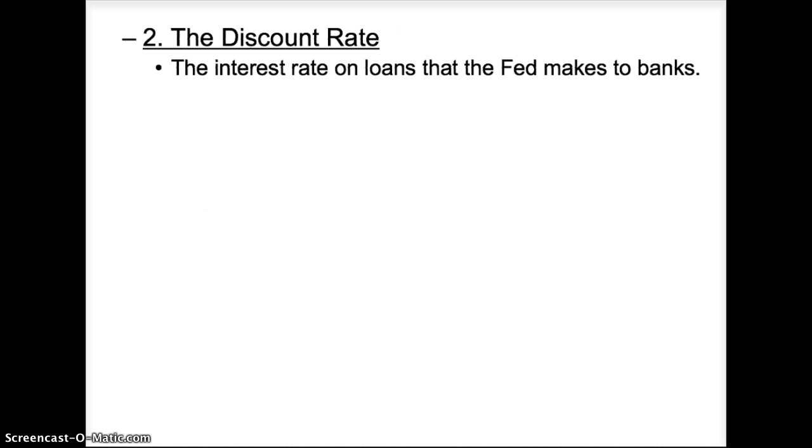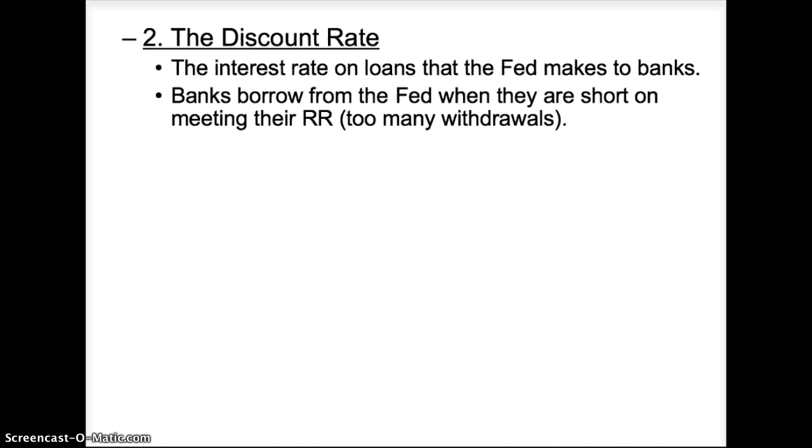The second tool of the Fed is the discount rate. The discount rate is the interest rate on loans that the Fed makes to banks. Banks borrow from the Fed when they are short on meeting their reserve requirements. This could happen if the bank has too many withdrawals in one day.